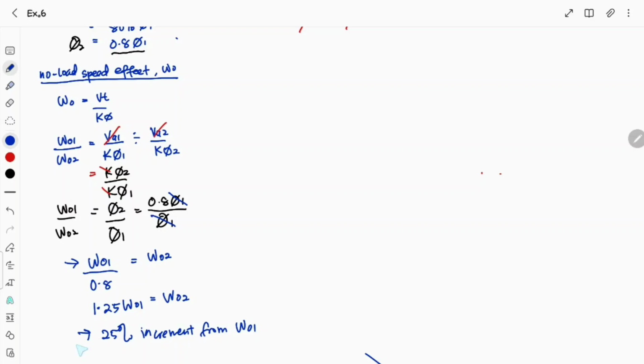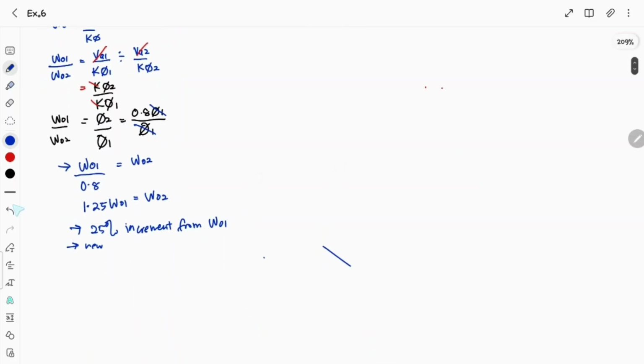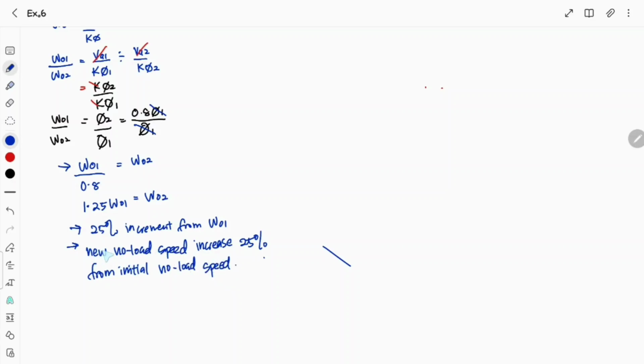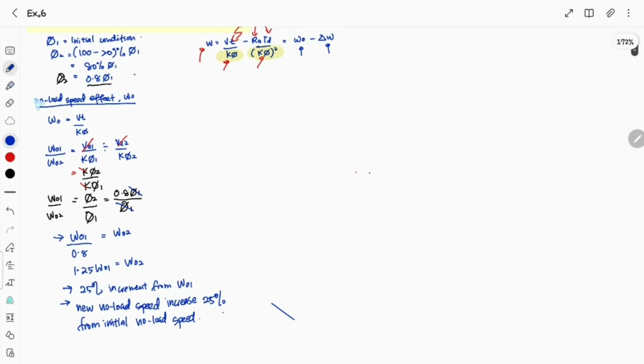Okay, you can also say that the new no load speed will increase 25% from the initial no load speed. So the new no load speed is this one. The initial no load speed is this one, omega naught 1. Okay, this one is the effect of no load speed.